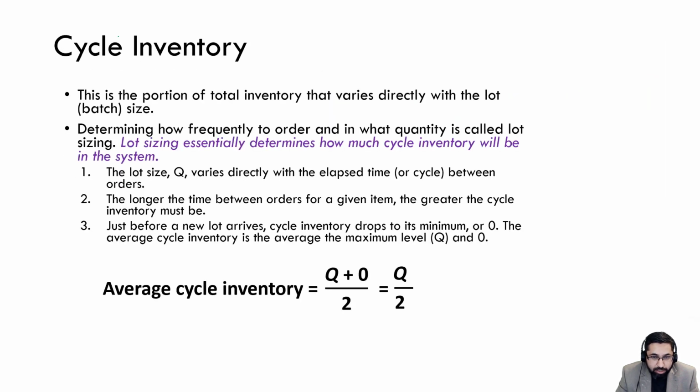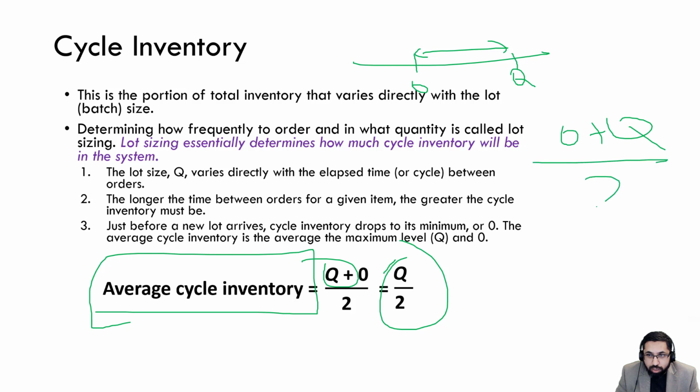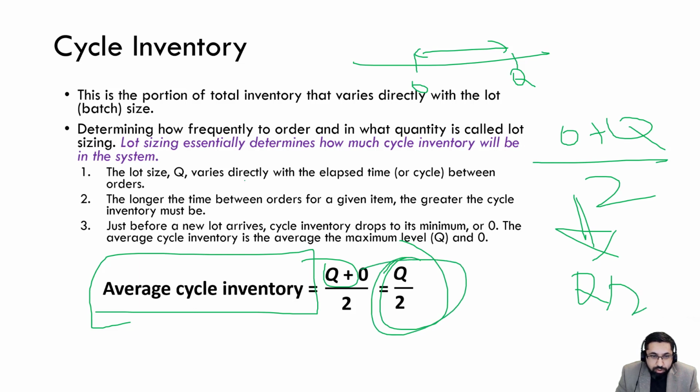So that's cycle stock. Now, if your lot size or batch size is Q, then the average cycle inventory is simply a half of that. Why? Because sometimes it's 0 and sometimes it's Q. So what's the average of 0 and Q? Well, that's 0 plus Q over 2, which is just Q over 2, right? So the average level of cycle inventory in a system is just the lot size or batch size divided by 2.